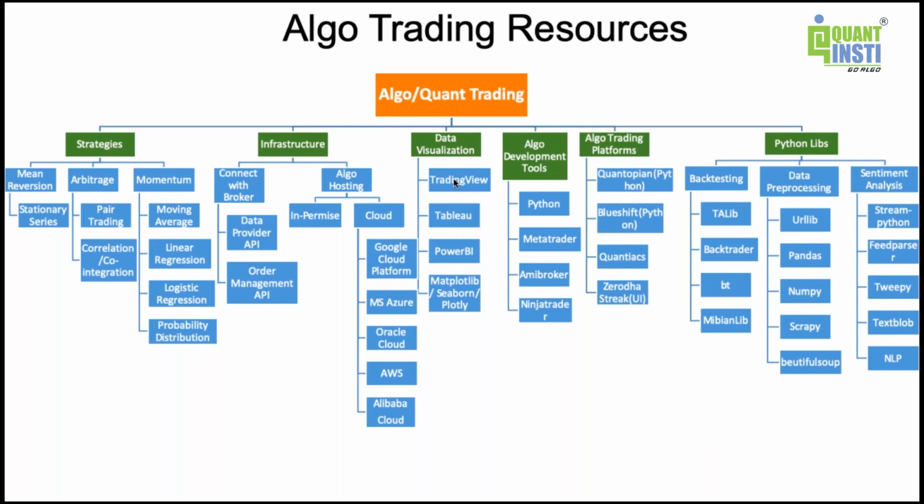Next is Quantra Blueshift, where you can also write Python algos. It is based on the library called Zipline, and this is almost very similar to Quantopian, and it is more specific to the Indian market than other markets. And there is one more tool, which is QuantInsti. There also you can write Python algos. And the fourth one, which is very popular in India, is Zerodha Trade.